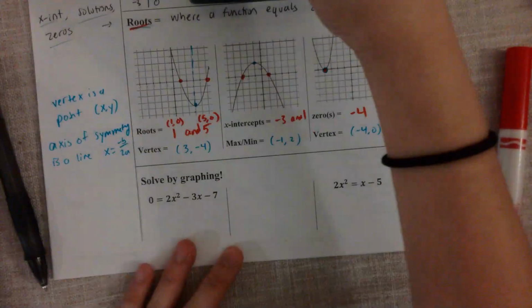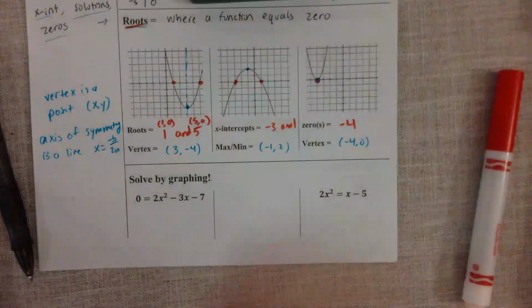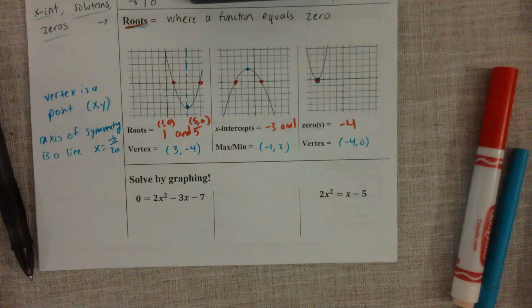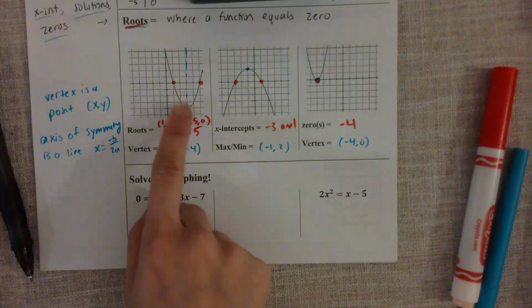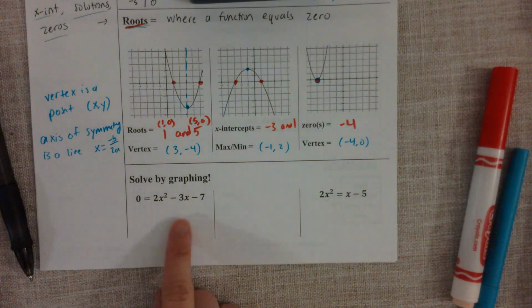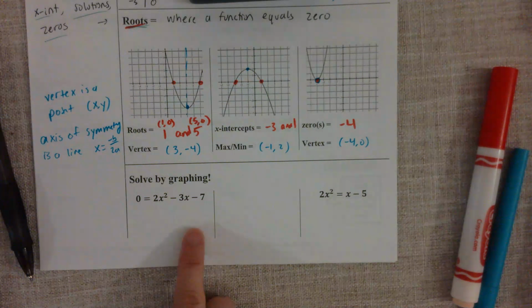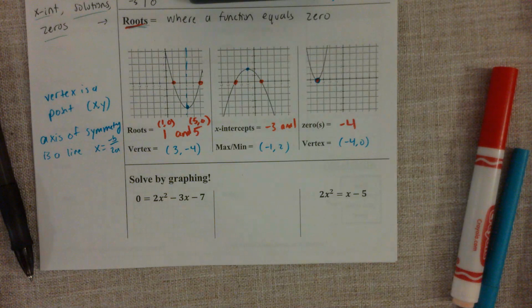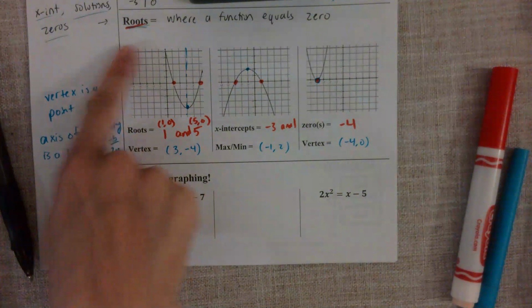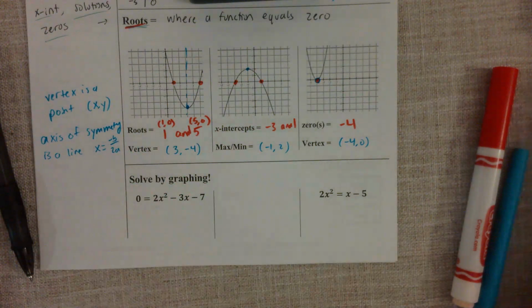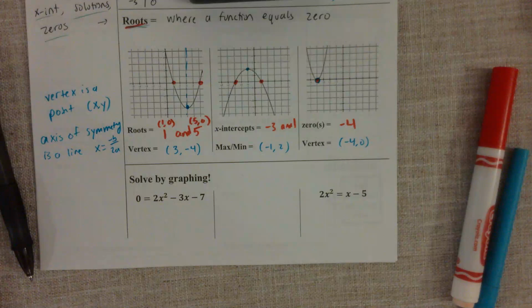Okay, so we have our roots and our vertex. So what does this mean? It means that if we have the graph of a quadratic, you don't have to factor as long as you can graph it. Because if you can graph it, you just need to find the zeros on the graph, right? You need to find the roots, the zeros, the x-intercepts. Okay, so let's do an example.